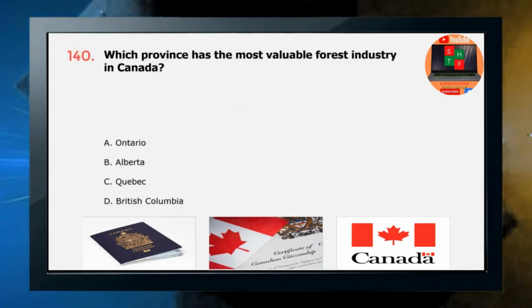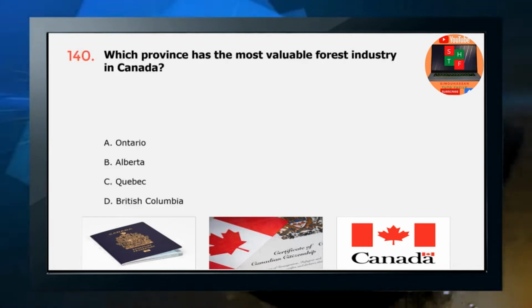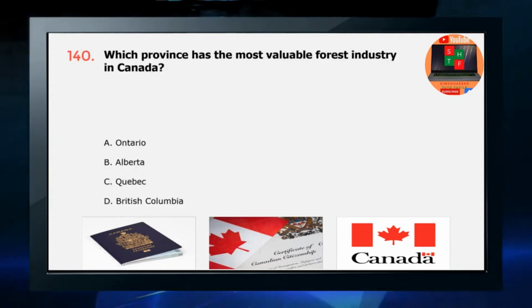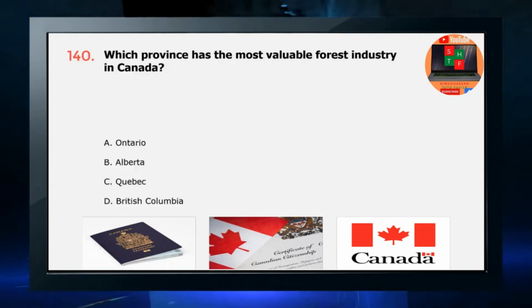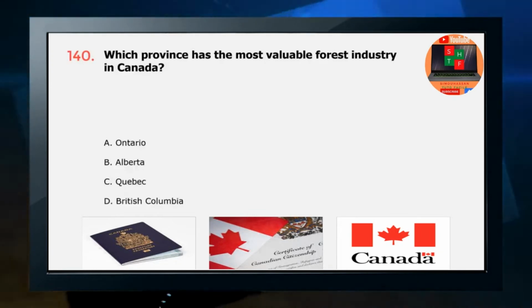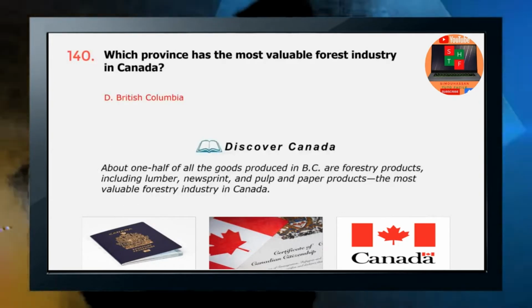Question 140. Which province has the most valuable forest industry in Canada? A. Ontario. B. Alberta. C. Quebec. D. British Columbia. The answer is D. British Columbia.